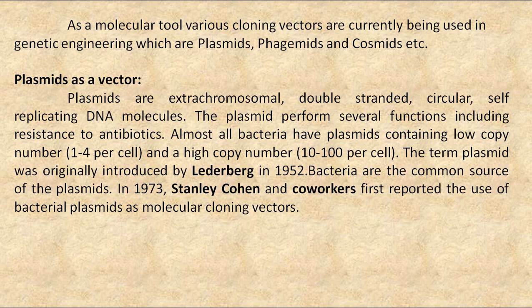Plasmids are extrachromosomal, double-stranded, circular, self-replicating DNA molecules. The plasmid performs several functions, including resistance to antibiotics. Almost all bacteria have plasmids containing low copy number and high copy number. The term plasmid was originally introduced by Lederberg in 1952. Bacteria are the common source of plasmids. In 1973, Stanley Cohen and co-workers first reported the use of bacterial plasmids as molecular cloning vectors.